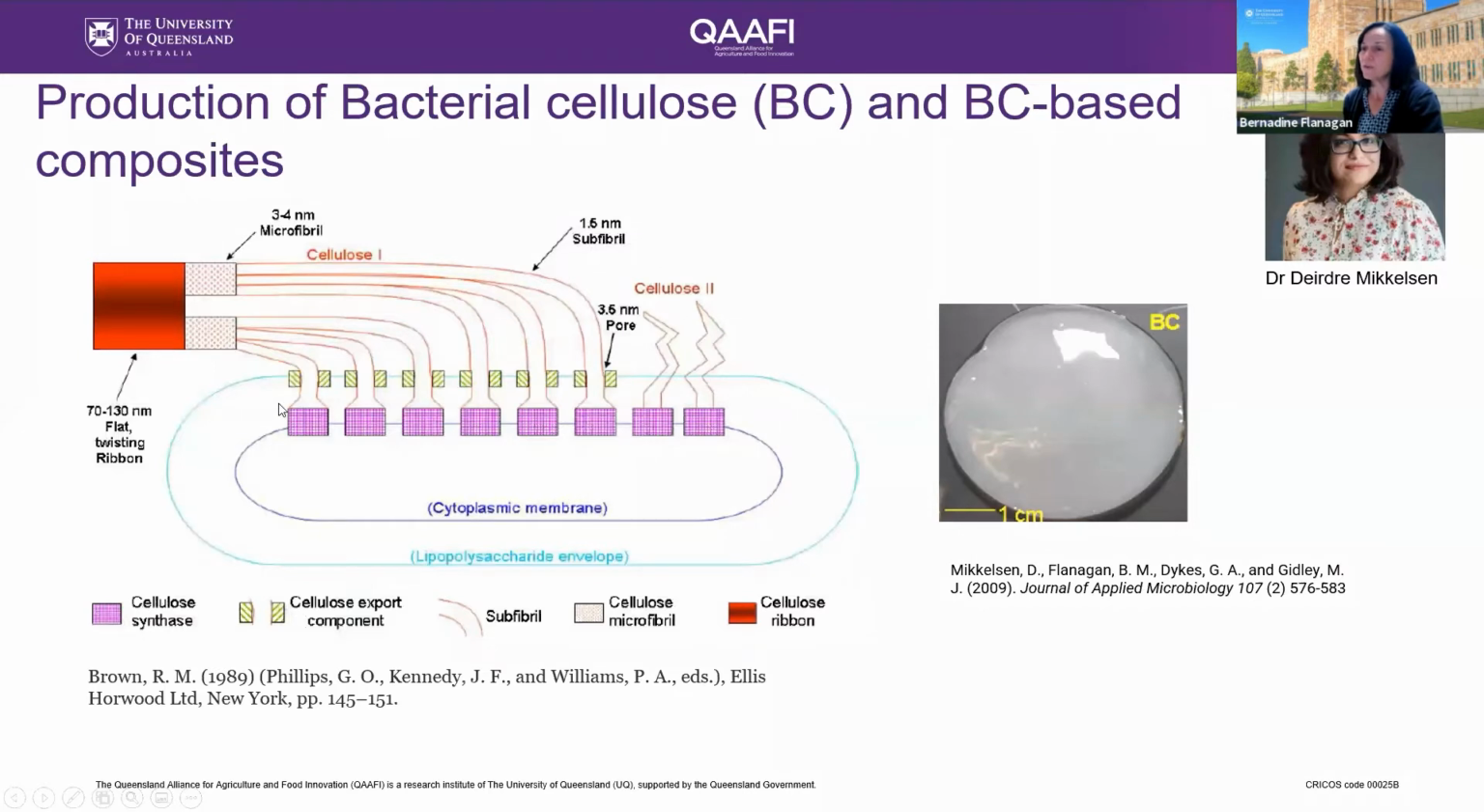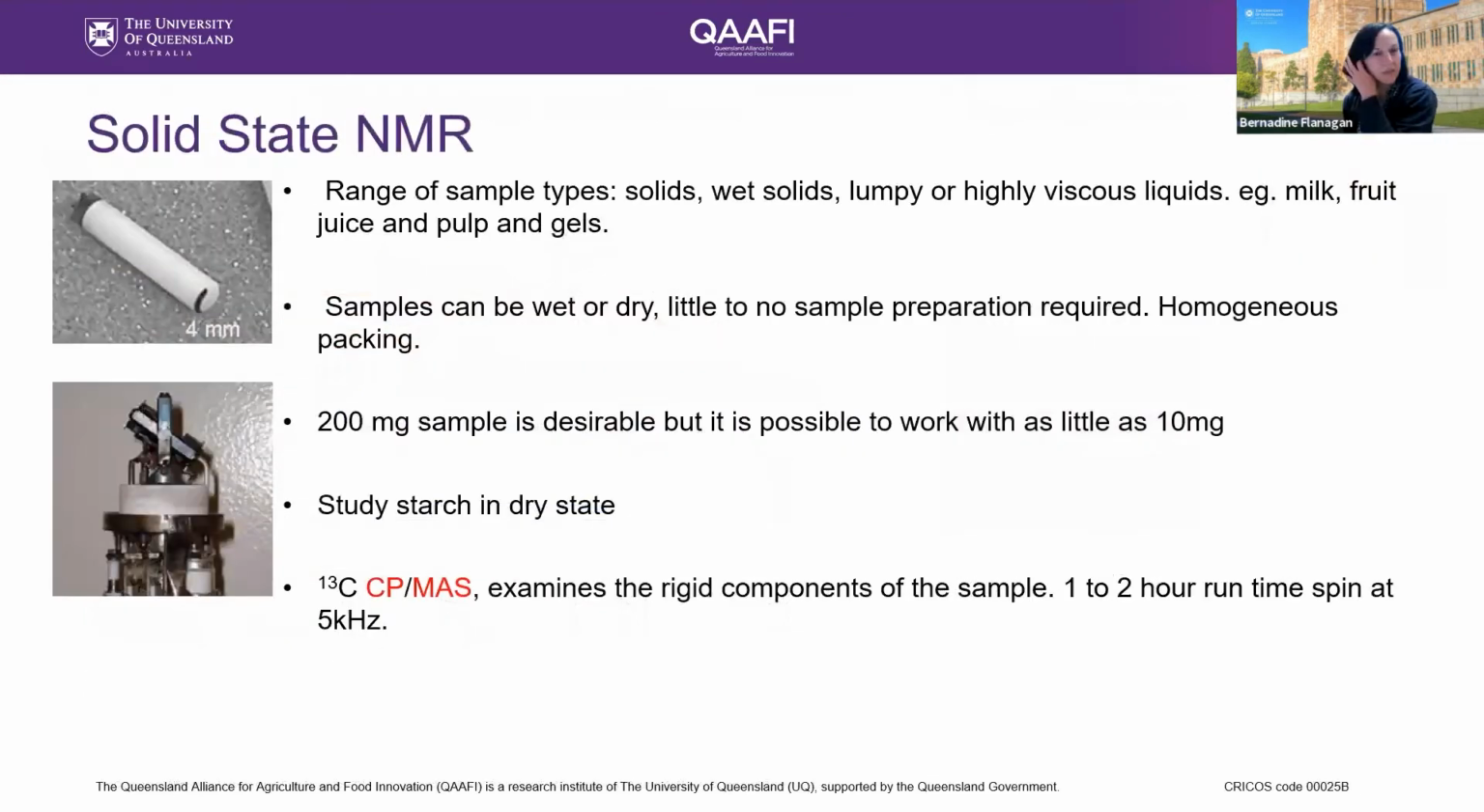And if you grow the bacterial cellulose pellicles with another hemicellulose dissolved in the solution, you can get a composite. So these are our plant cell wall models. So we use solid state NMR to look at these cellulose composites, because solid state NMR can basically do anything.